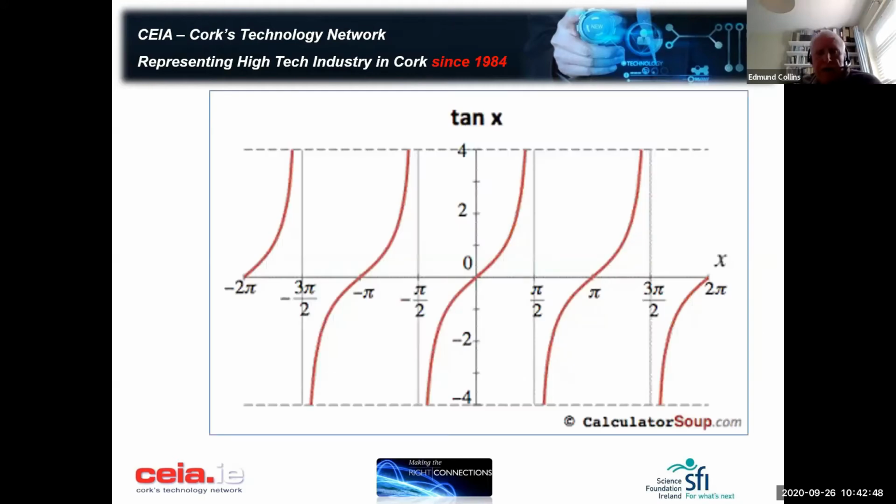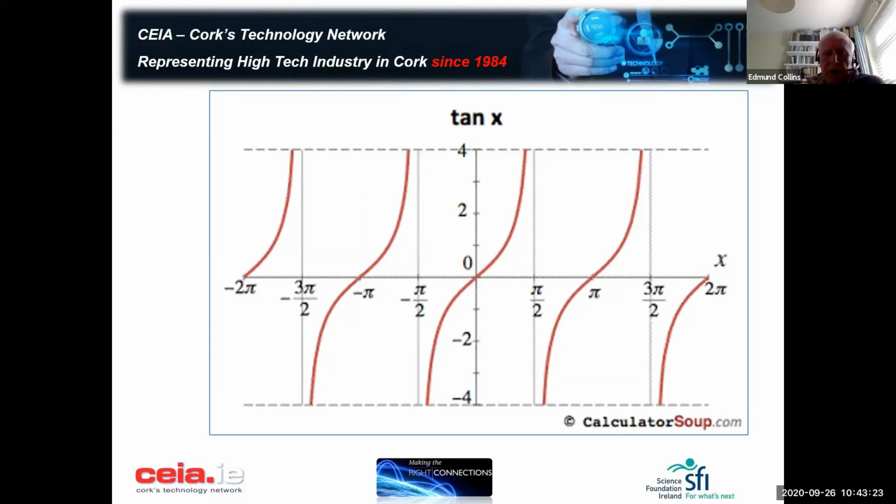Now, this is an interesting graph too. I didn't generate this. It came from this website, calculatorsoup.com. I don't know a whole lot about it, but they certainly had a very good graph for tan x. And you can see that this is a repeating process here, in terms of the graph going through 0 there.